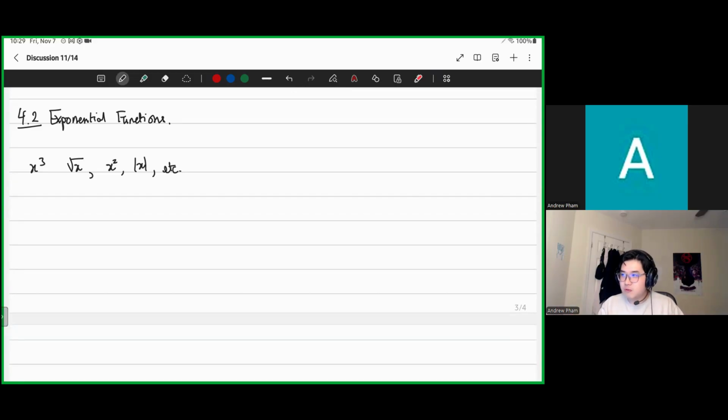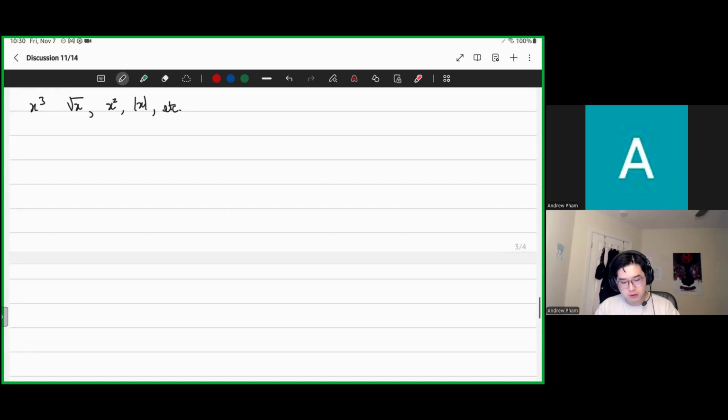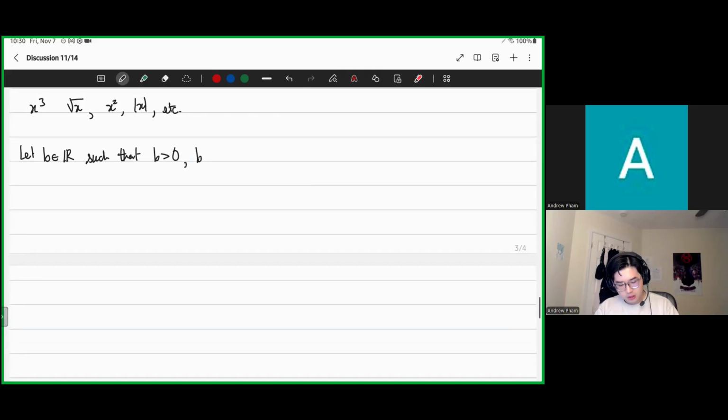Exponential functions look at what happens if we flip the positions of the two objects. If I made my base a number and my exponent the variable. So that's what an exponential function is. To formally define it, let b be a real number such that b is a positive number and it's also not equal to 1.